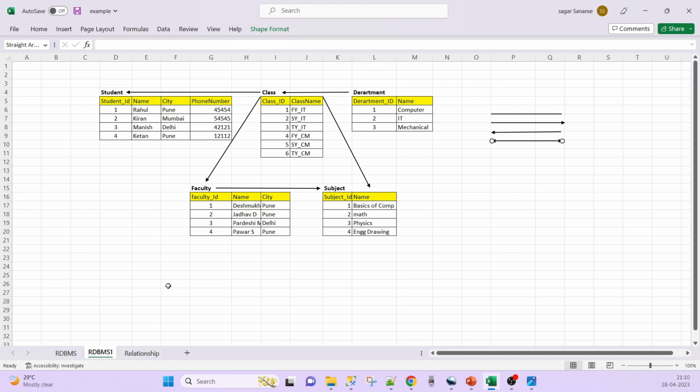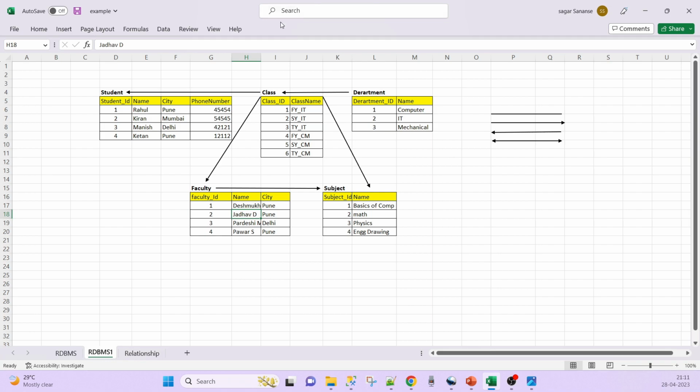That faculty belongs to the department as well. There is Deshmukh sir, Jadhav sir, so their information is stored in the faculty table. And subject means we have multiple subjects: for first year IT there are multiple subjects, for second year there are multiple subjects. We will see how they are related to each other, meaning how to bind the relationships between them.